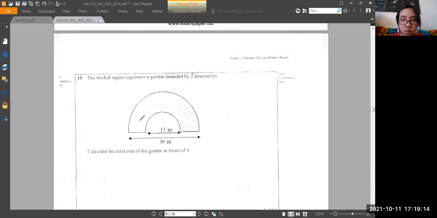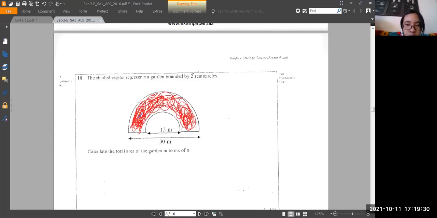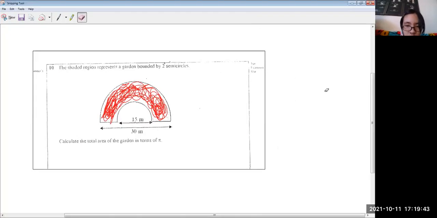This one, they ask you for the total area of the garden, which is this one. How do you do it? This is the shaded area. So they ask you for the shaded area. How do you do this question then? Do it on a piece of paper now. Quick.